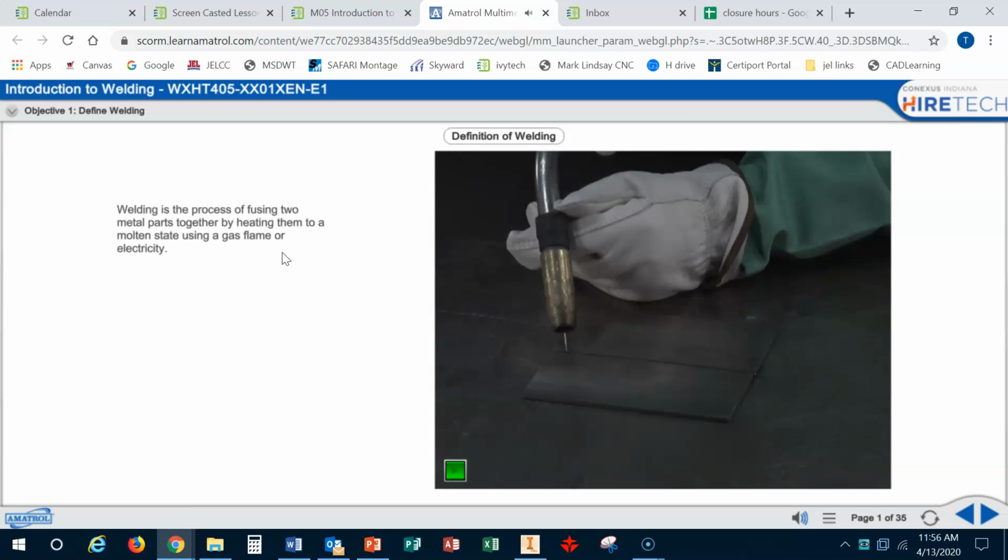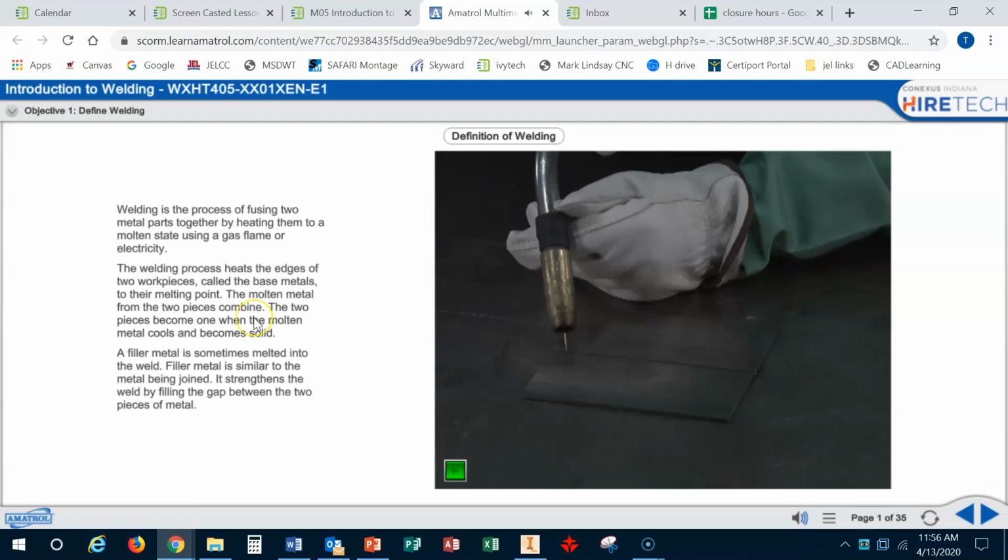Welding is the process of fusing two metal parts together by heating them to a molten state using a gas flame or electricity. The welding process heats the edges of two workpieces, called the base metals, to their melting point. The molten metal from the two pieces combine. The two pieces become one when the molten metal cools and becomes solid.